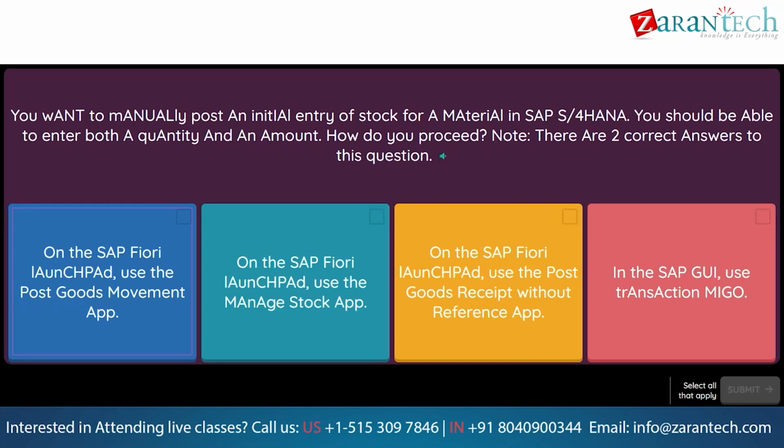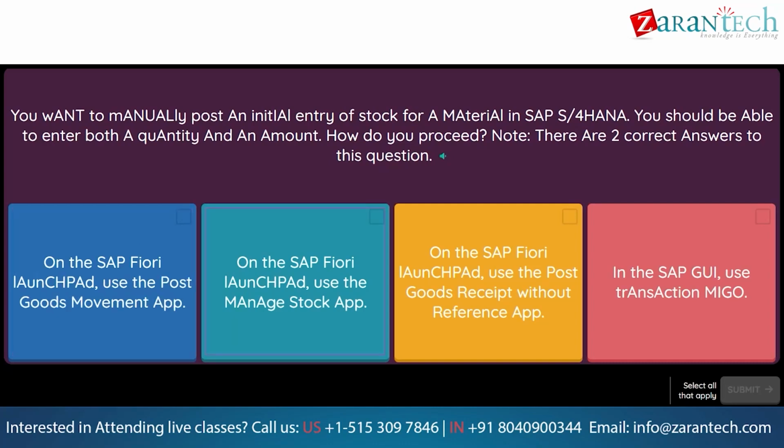Option 1: On the SAP Fiori launchpad, use the Post Goods Movement app. Option 2: On the SAP Fiori launchpad, use the Manage Stock app. Option 3: On the SAP Fiori launchpad, use the Post Goods Receipt Without Reference app. Option 4: In the SAP GUI, use Transaction MIGO.